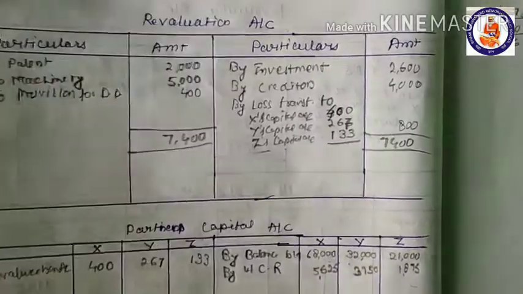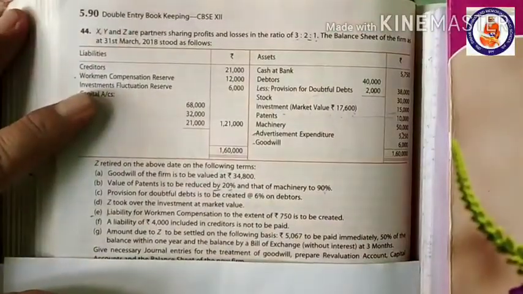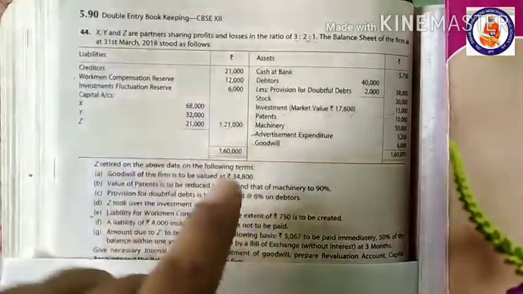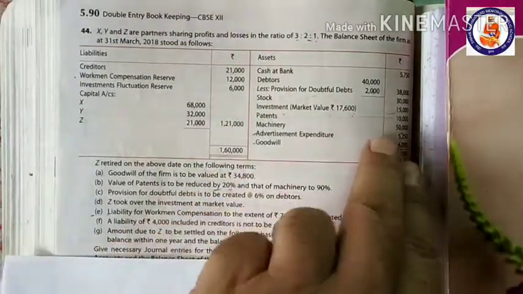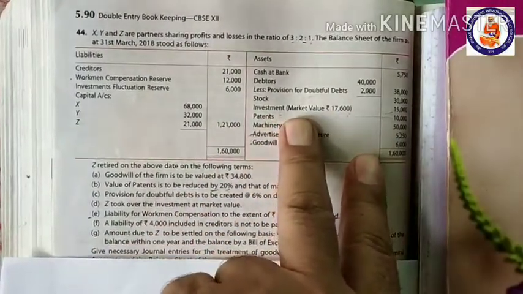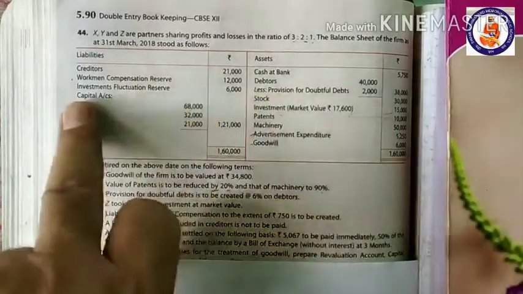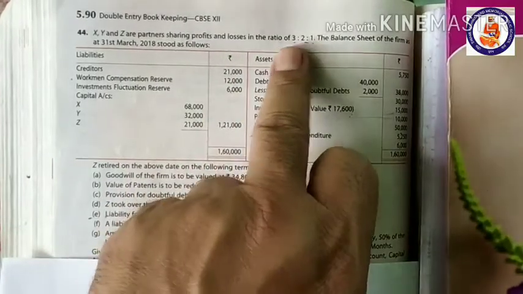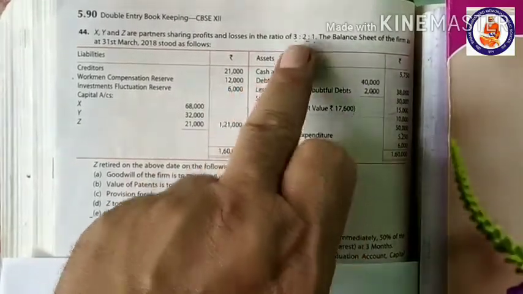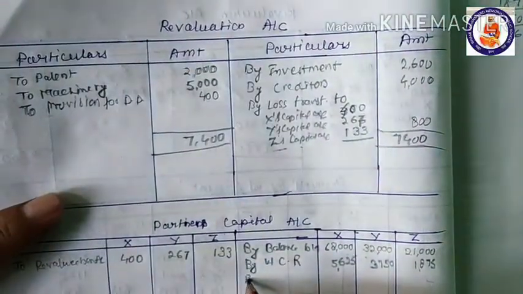After that we will distribute this amount, the investment fluctuation reserve of 6,000 rupees. Now bank will be credited and debtors will be debited. So the debtors account is debited, and this full value will be distributed. Debtors will increase by 3,000 and bank will be decreased by that.